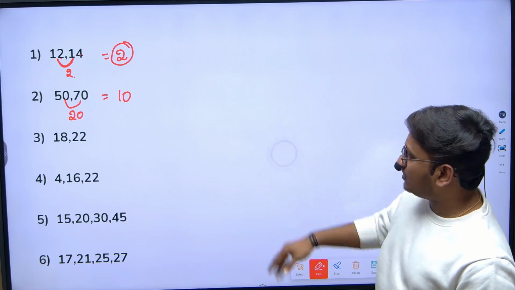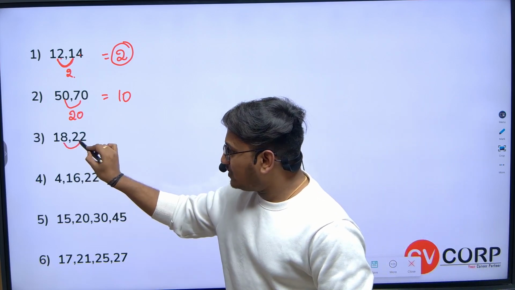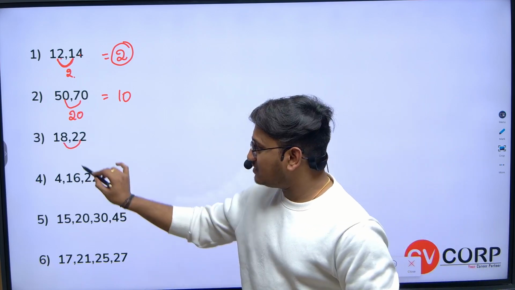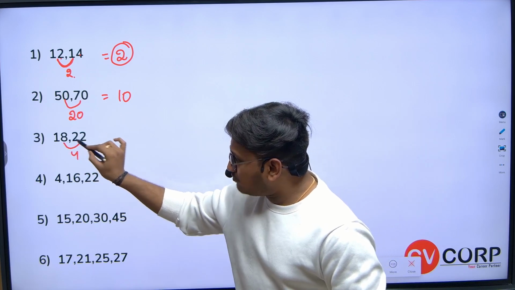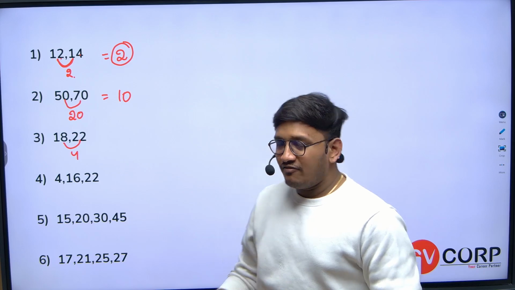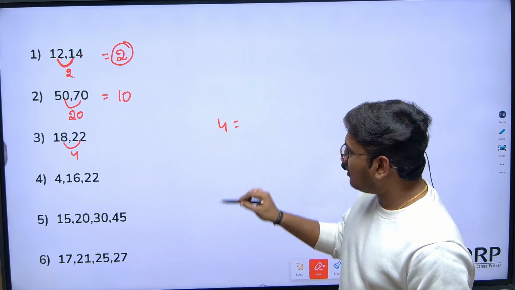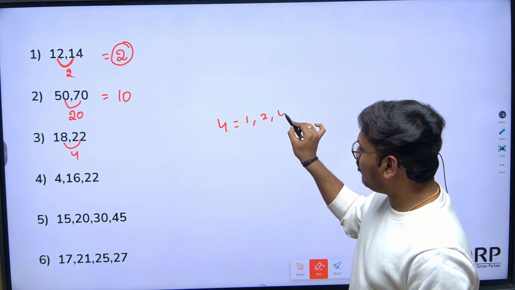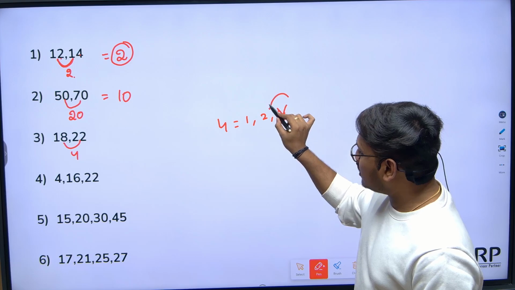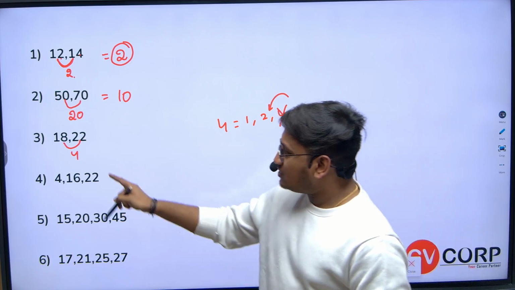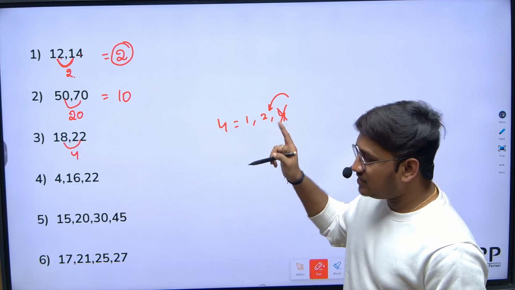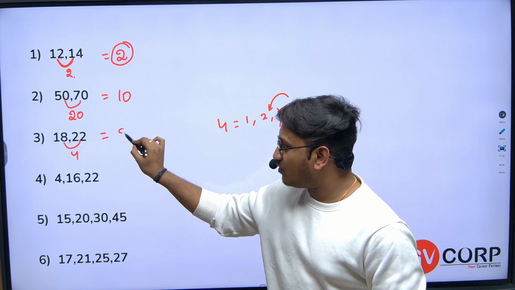Let's take an example. Okay, next question. What will be the difference here? 4, right? The difference is 4. Are these two numbers divisible by 4? No. When it is not divisible by 4, as I said, write the factors of 4. 1, 2, 4. That's it. If it is not divisible by 4, check with 2. Now these numbers are divisible by 2. Yes, it is divisible by 2. So the highest common factor is 2.